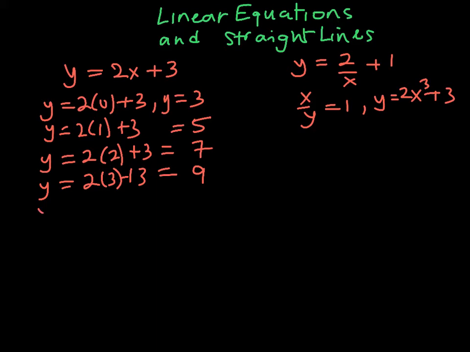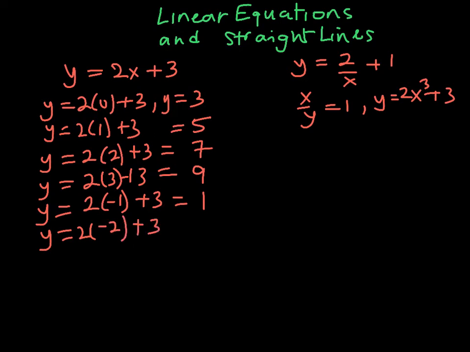Next, let's plot the negative values. When x is negative 1, 2 times negative 1 gives us negative 2. Negative 2 plus 3 gives us 1. When x is negative 2, 2 times negative 2 gives us negative 4. Negative 4 plus 3 gives us negative 1. What about when x is equal to negative 3? 2 into negative 3 plus 3. Negative 3 times 2 gives us negative 6. Negative 6 plus 3 gives us negative 3.